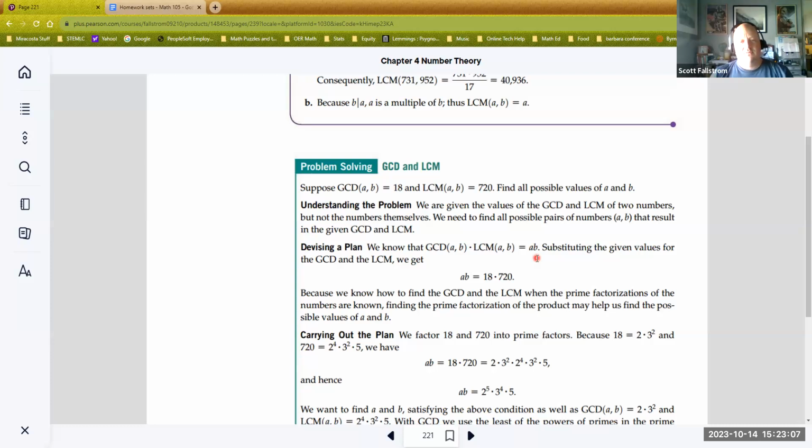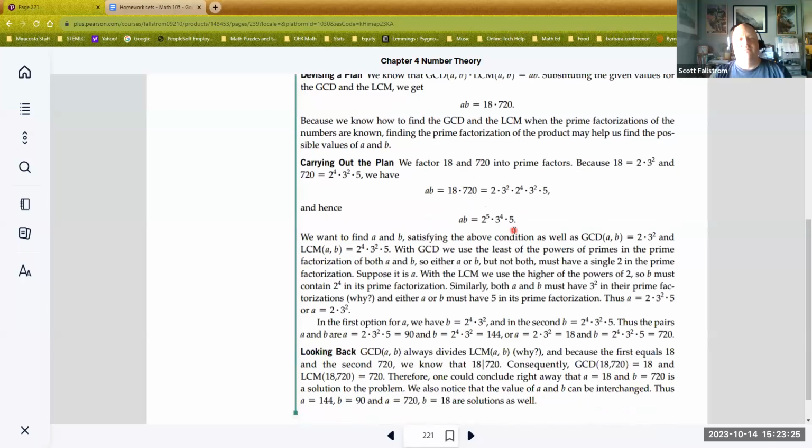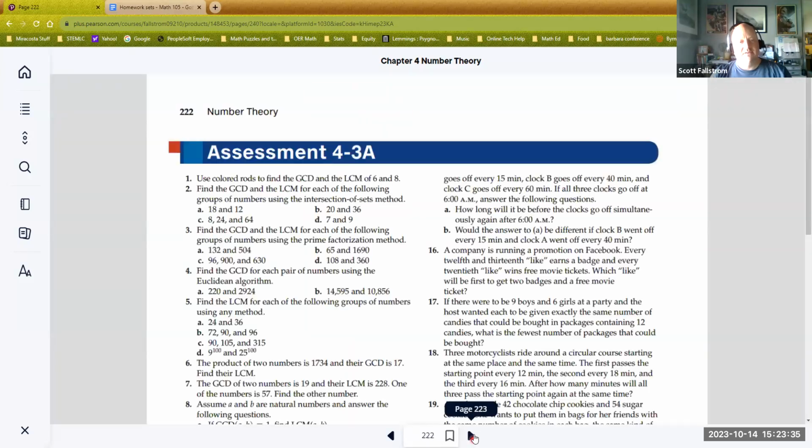All right. So anyway, there we go. Now there is a problem here that is probably near the top end of what could be expected of you. If I tell you the GCD and the LCM, can you find all possible numbers that could make that work? And because of the connection between prime factorization and each of these, it's just easier to write out the prime factorization. All right, so that does it. That takes us into the homework, right? So that's it for section 4-3.